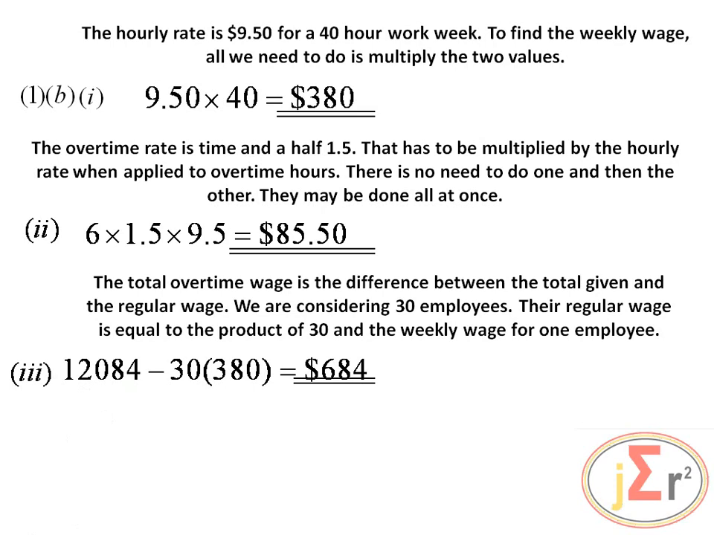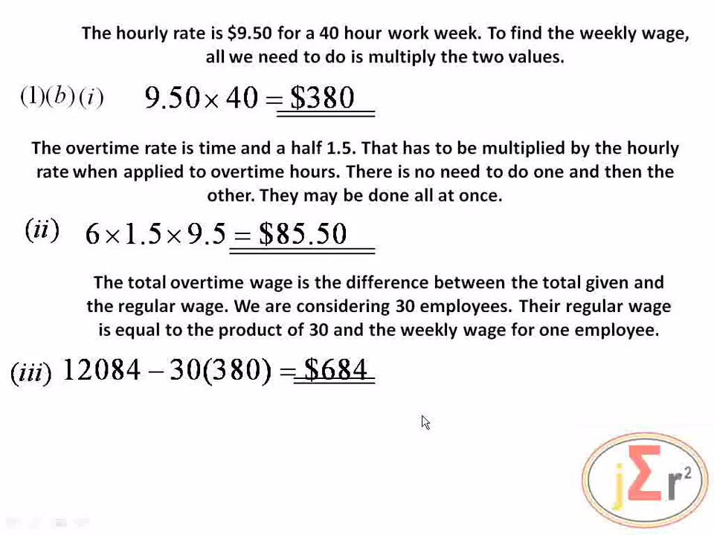So all we need to do is determine now the amount that was paid for overtime hours. And we do that by subtracting the basic for the 30 employees for the entire week. We subtract that from the total amount paid in that week. And this is our result.